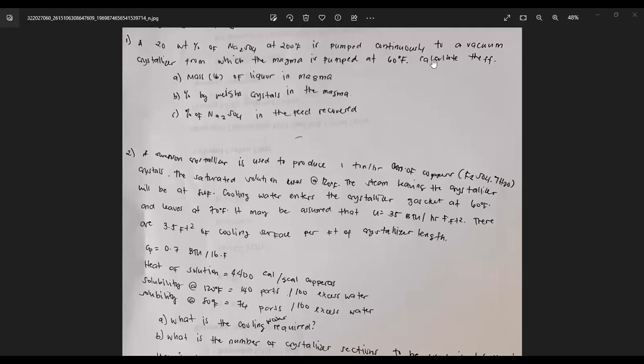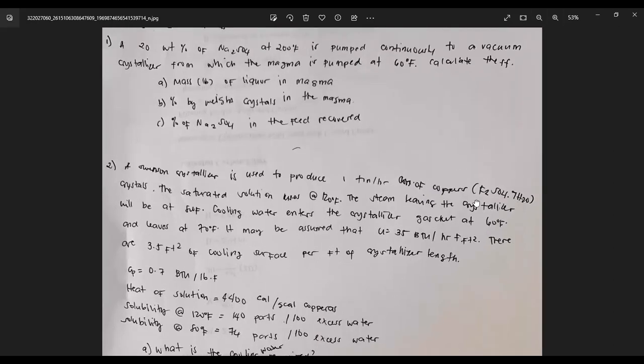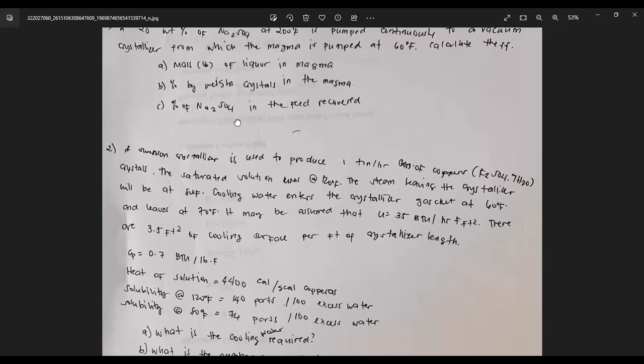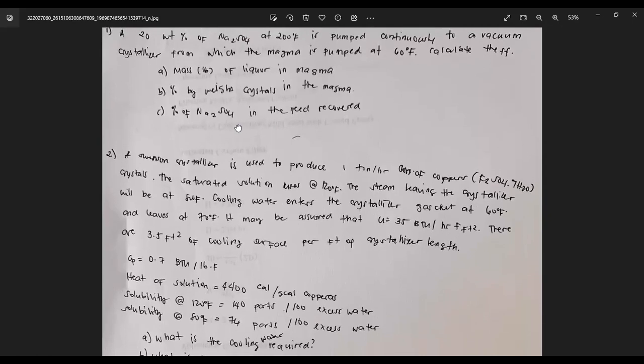So for quiz 1, you were given 2 problems under crystallization, industrial crystallization. And these are the problems. I'll read it first. You can take a screenshot. And then I'll show to you the solution.